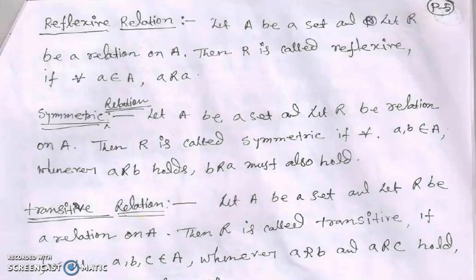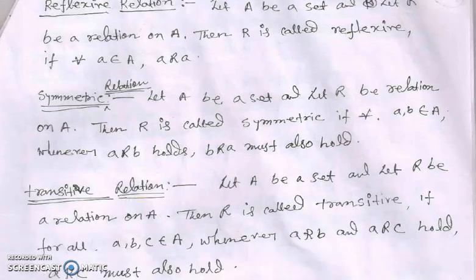Now we move to the second case, the symmetric relation. Let A be a set and let R be a relation on A. Then R is called symmetric if for all a, b belonging to A, whenever a rho b holds, then b rho a must also hold. Then we say the relation is a symmetric relation.